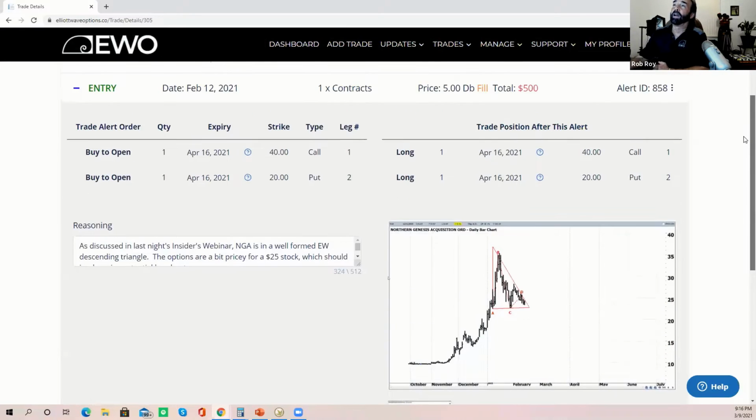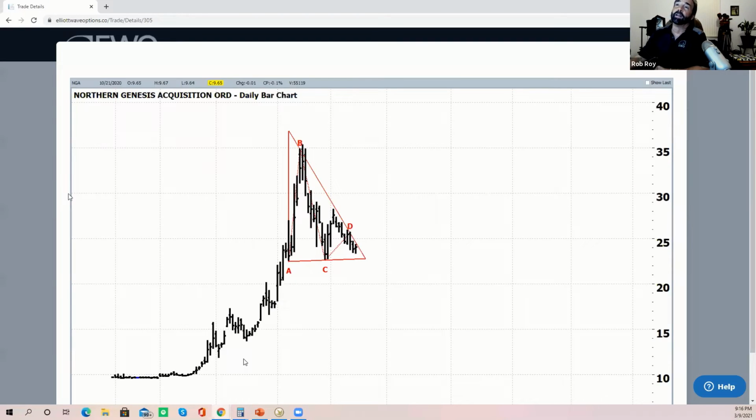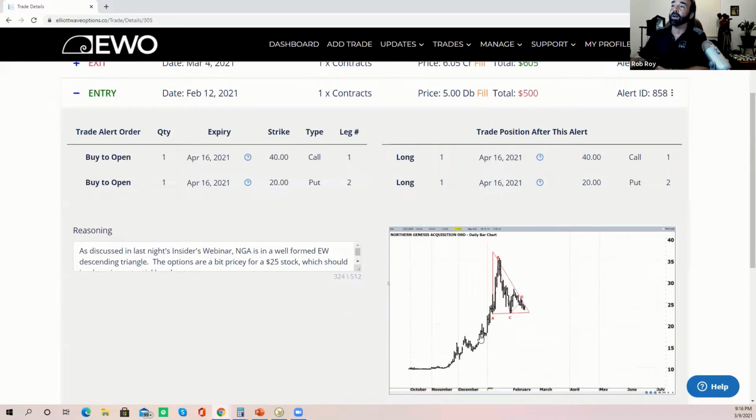And then when we look at the strangle, a 40 strike call, a 20 strike put cost $5. That's a lot for a stock that's trading just under $25. That means the options are juiced. And why are they juiced? Because look at what happened before that. This volatility, all this vertical movement, volatility. So what made this attractive was the fact that we had a stock that could move, and it was only a $25 stock.